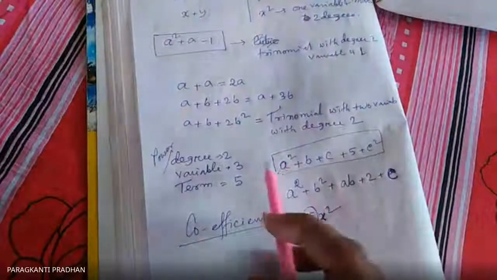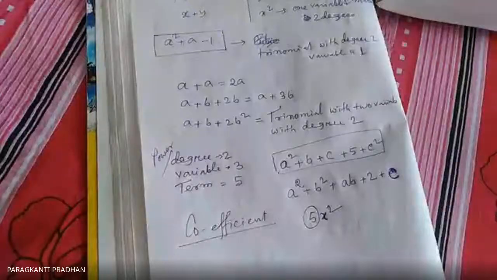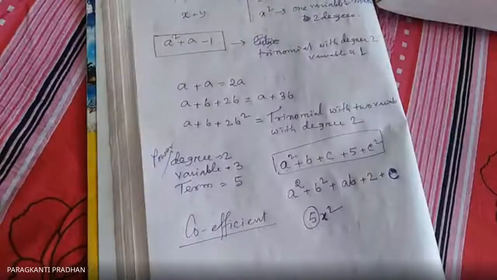Sir, will you please repeat? I haven't understood a plus b plus 2b square, how is it 5 terms? Will you please say 1, 2, 3, 4, 5 terms? That is a plus b plus 2b square. A plus b plus 2b square, I haven't understood how it is 5.